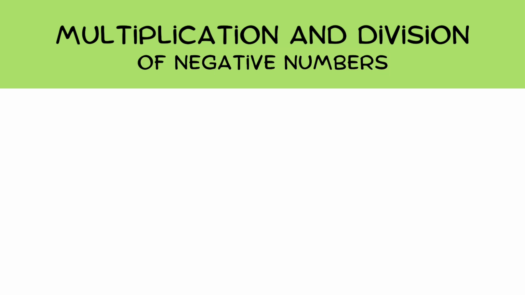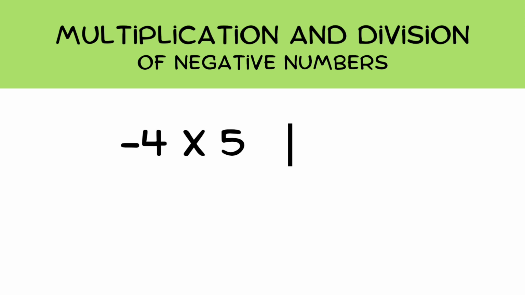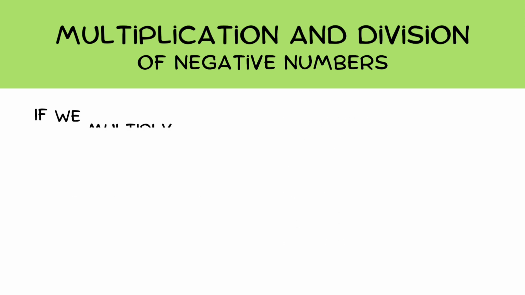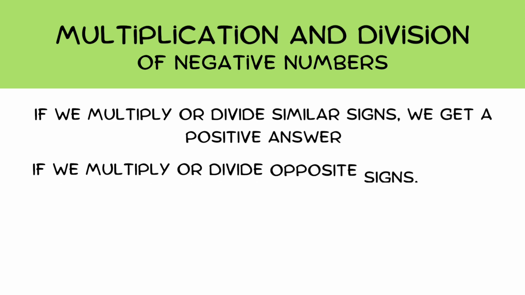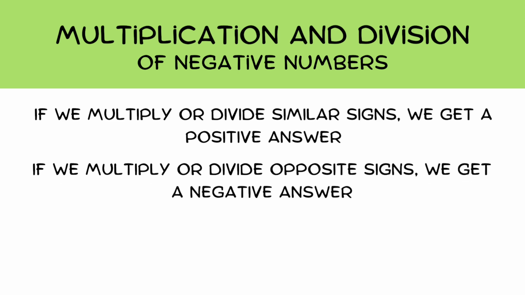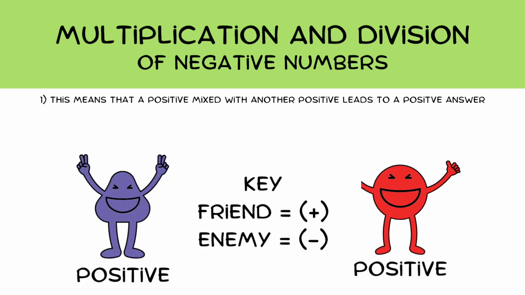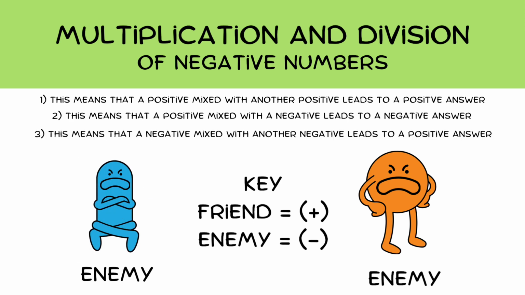Now similarly, multiplication and division of negative numbers act in the same way as the rules we just explained. If we multiply -4 by 5, we get -20. While if we multiply -2 by -8, we get +16. As a rule, if we multiply or divide similar signs, our answer is positive, while if we multiply or divide opposite signs, our answer is negative. For a simple analogy, a friend of a friend will be your friend, an enemy of a friend will be an enemy, and an enemy of an enemy will be your friend.